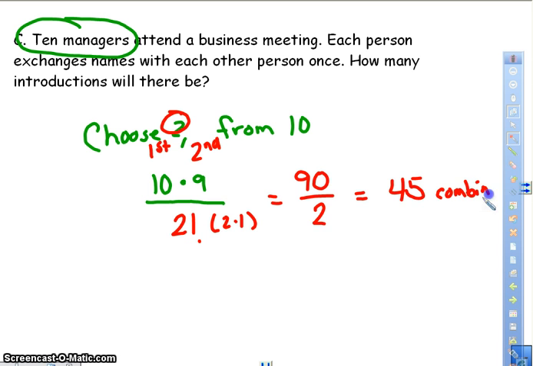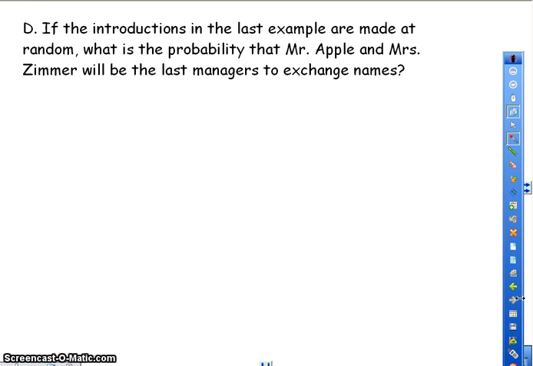It's a lot of introductions between a lot of people. So there's going to be 45 different combinations of introductions that are going to be happening between these 10 managers. Introductions only happening between 2 people. They're shaking hands, they're introducing themselves to each other. And the last one.